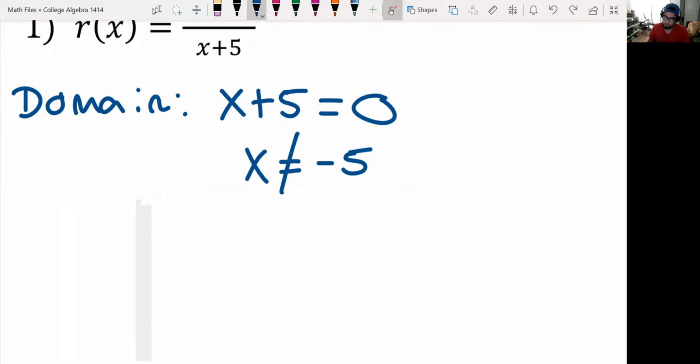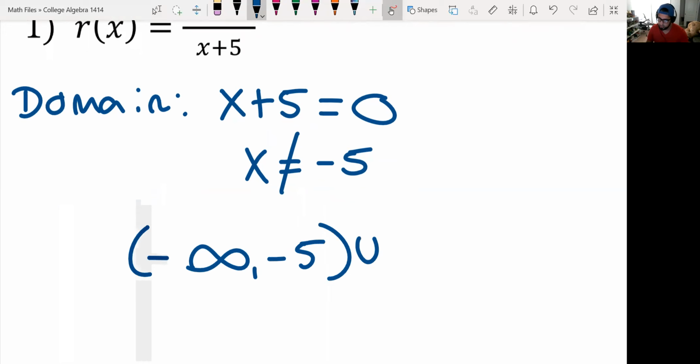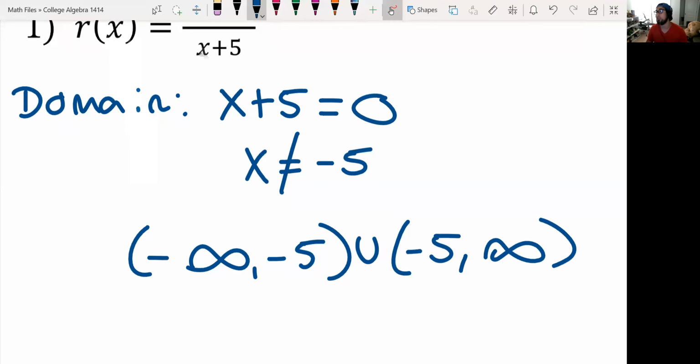Once again, what's this in interval notation? You can be any number you want except for -5. So we would go -infinity to -5, union -5 to infinity. All right, that one's easy, right? Next one.